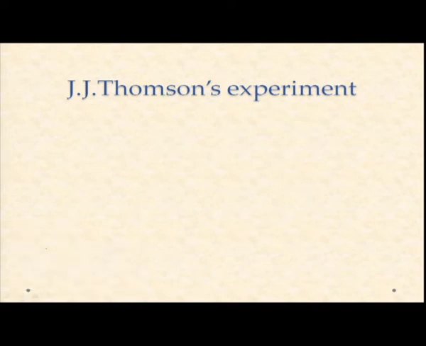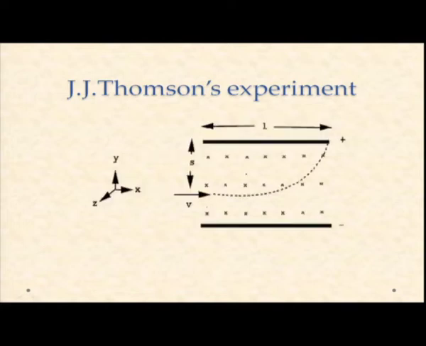Imagine that an electron is entering into the electric field plates. So these are the electric field plates. You can see here this electric field. The length of this electric field is L, and the distance traversed by the electron is S. So how much time does it take to traverse this distance? These concepts are used to calculate the e by m of the electron.